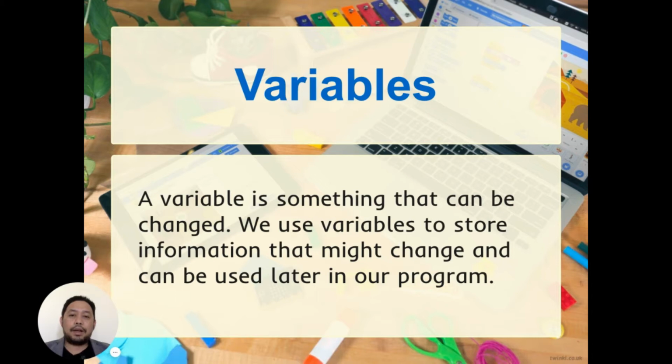So what is a variable? A variable is something that can be changed. We use variables to store information that might change and can be used later in our program. Variables can hold numbers. They can hold words or text. They can hold anything in programming, and it can change.